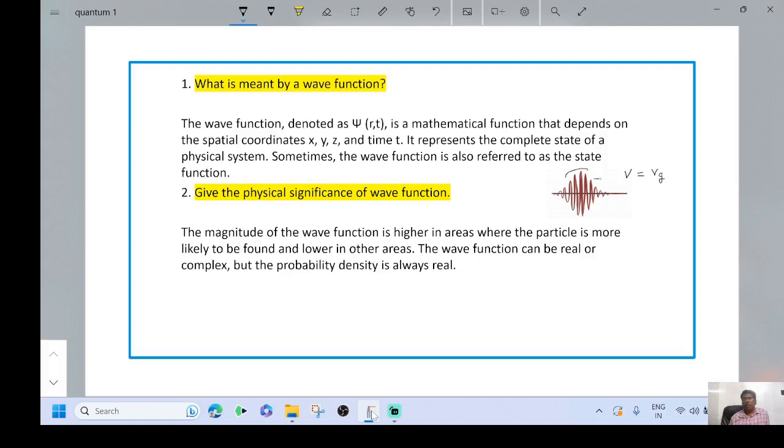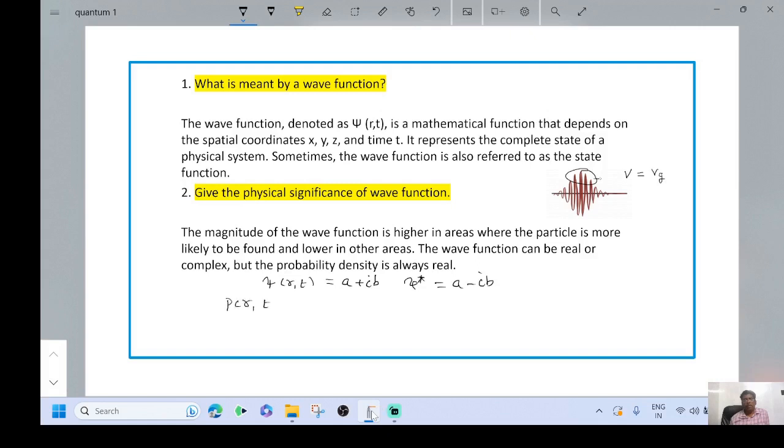The particle is likely to be present where the amplitude of the wave function is maximum, and the probability of finding the particle is small in the rest of the places. The wave function can be real or complex, but the probability density is always real. Say psi is a complex quantity, psi of r comma t equal to a plus ib. Then psi star is a minus ib.